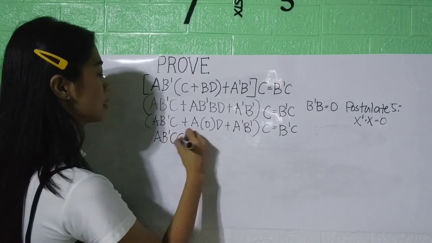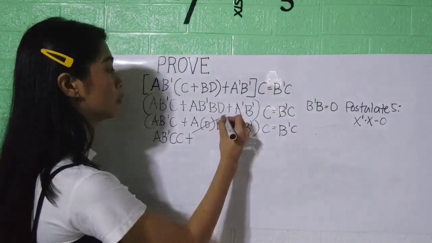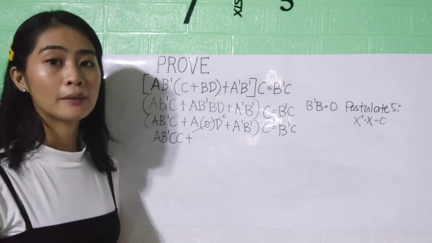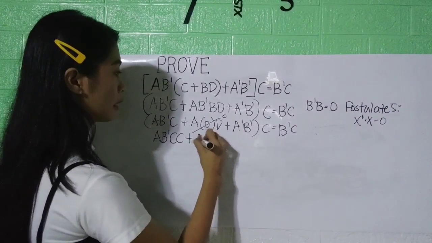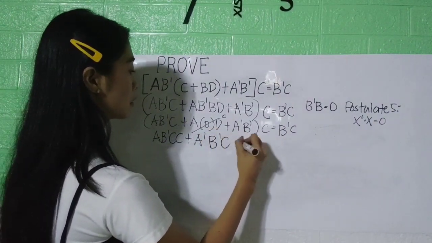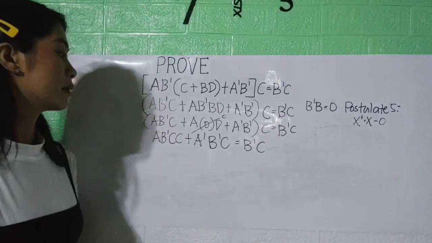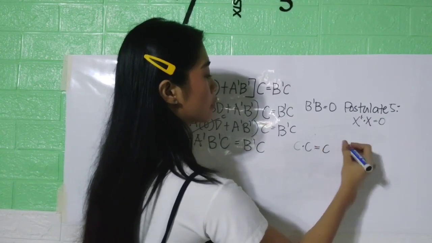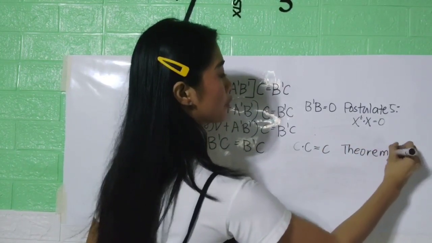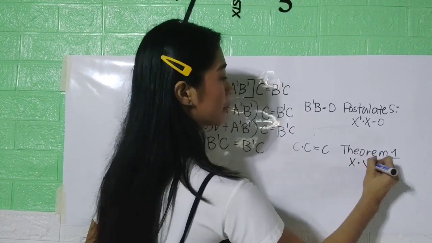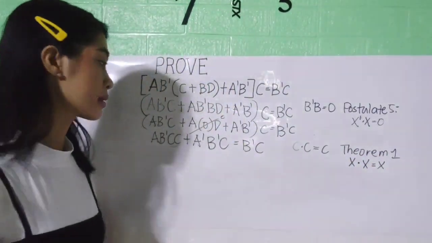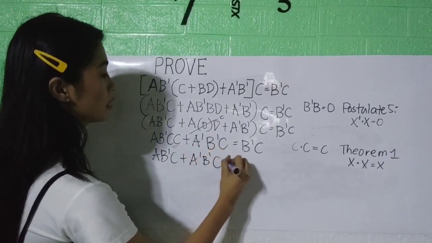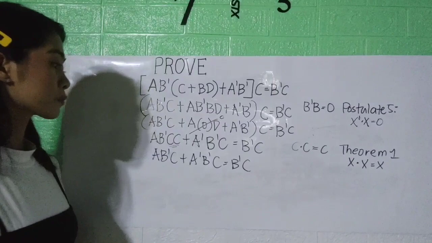ab'c plus this now will become 0 because the multiplication property of 0 says that any number or variable multiplied by 0 will be equal to 0. Plus a'b'c equals b'c. Here we can say that c multiplied by c equals c because theorem 1 states that x multiplied by x is also equal to x. We can write this as ab'c plus a'b'c equals b'c.